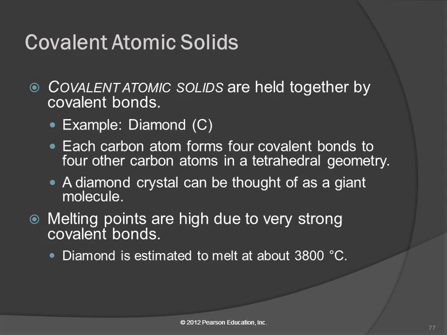So those are covalent atomic solids, held together by covalent bonds. We can think of a diamond crystal as being one giant molecule, but we wouldn't consider the individual particles to be molecules because it's just one molecule. Diamonds are estimated to melt at about 3,800 degrees Celsius. So that's crazy high.